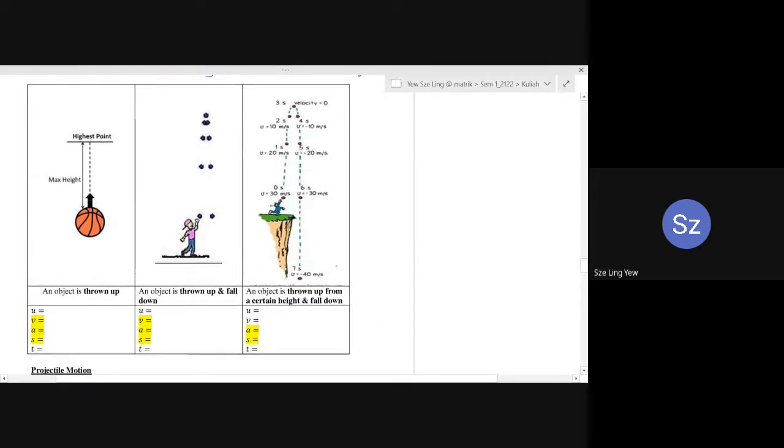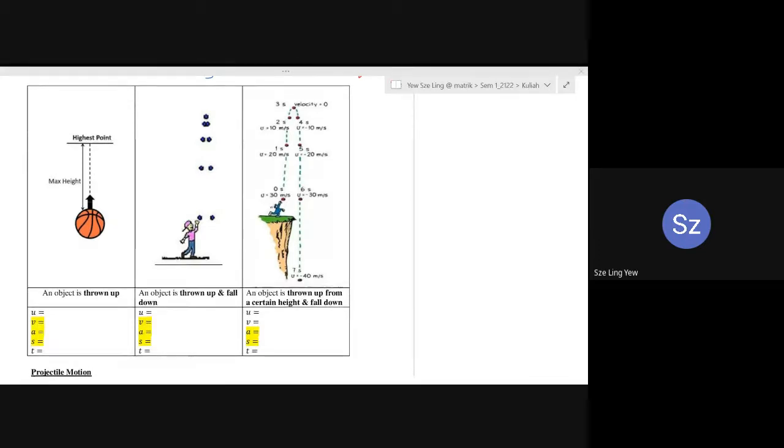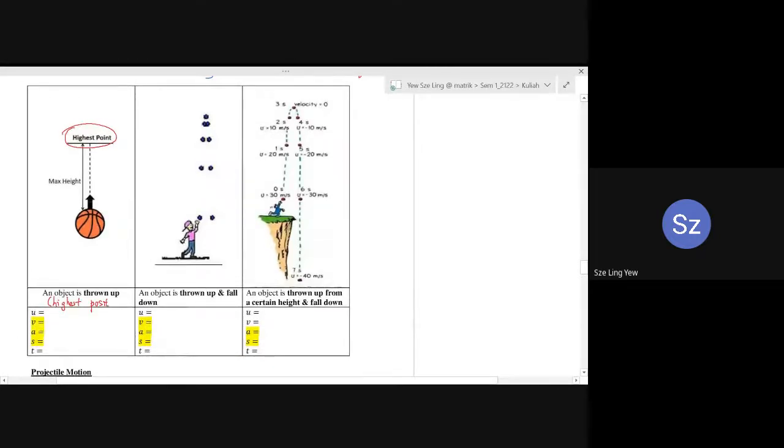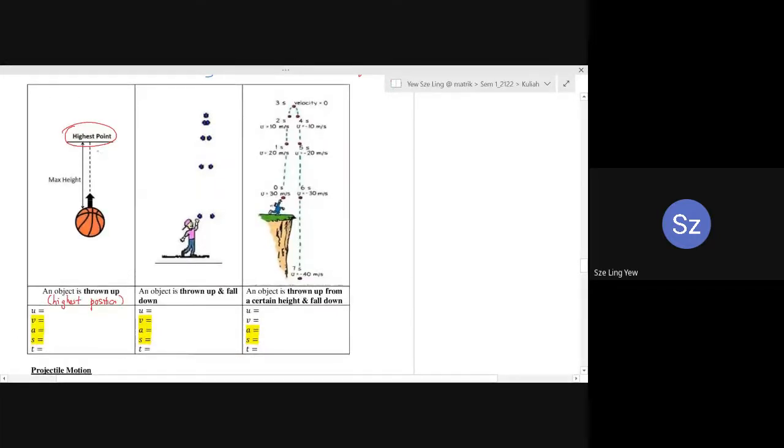Okay, the first one. Now you throw an object upwards. You thrown it up, and then what happened in this case? In this question, your object has already reached the highest point. So the information that we want to find is what happened at the highest position. You don't look at what happens in between the original position and the highest position. We're just going to look at what happened at the highest point.